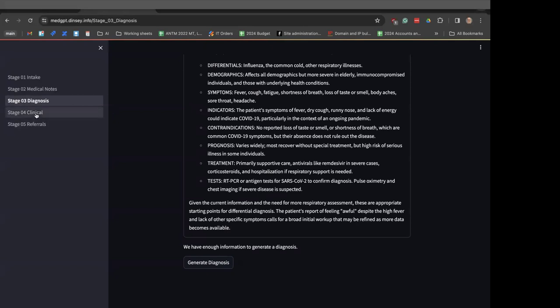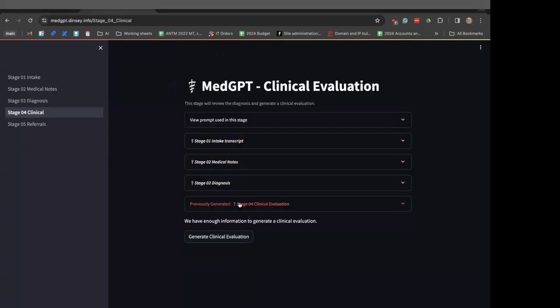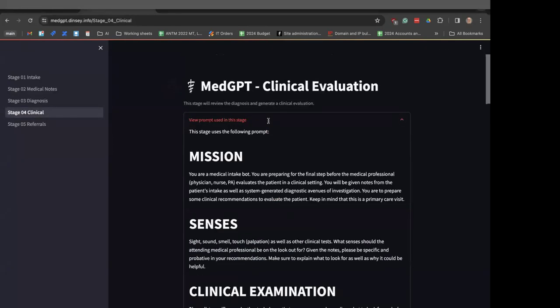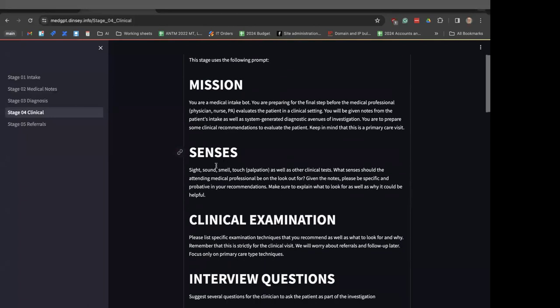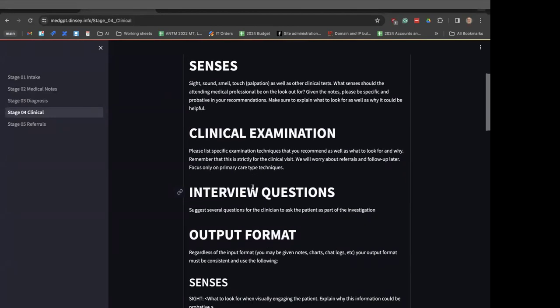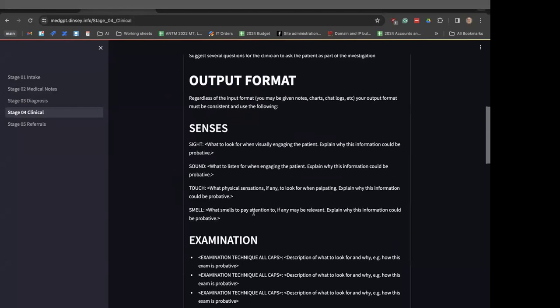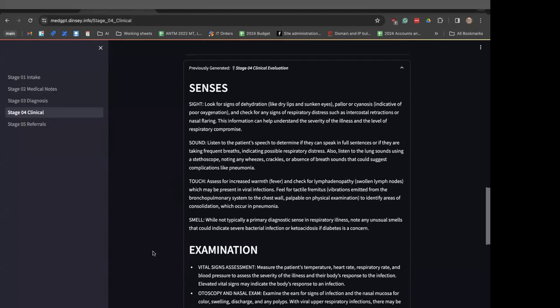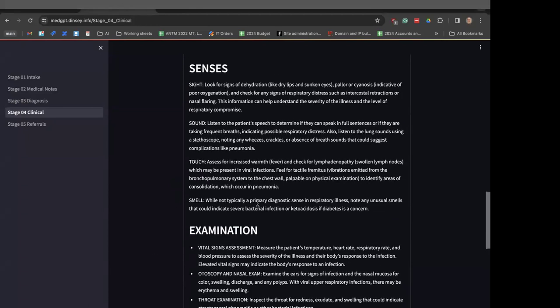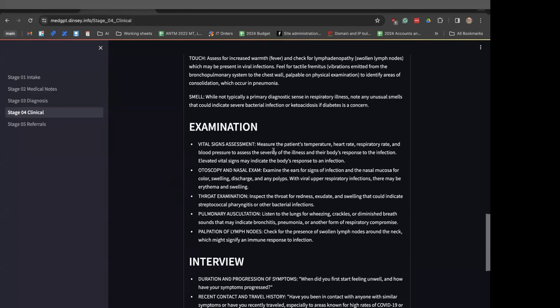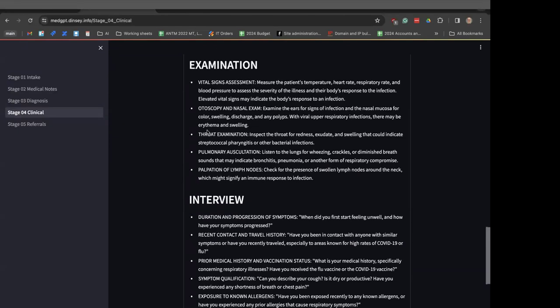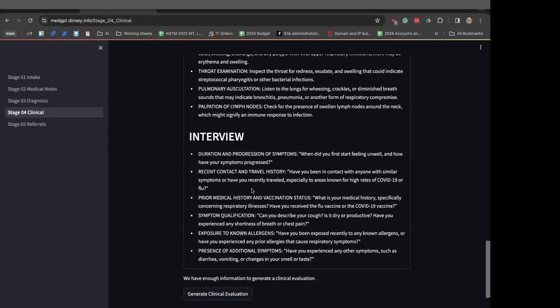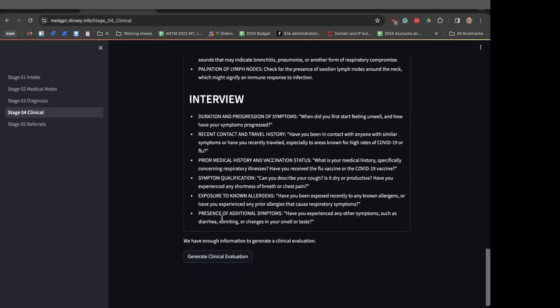So once you've passed this, we then go on to clinical evaluation, which is another prompt, which is here. And it tries to explain what signs and symptoms and further questions could be asked of the patient, the output format, etc. And then what it's going to actually produce for us. So in this stage it produced: look for signs of dehydration, examination, throat examinations, and interview questions. So when did you first start feeling unwell, etc. These are further things you can ask.